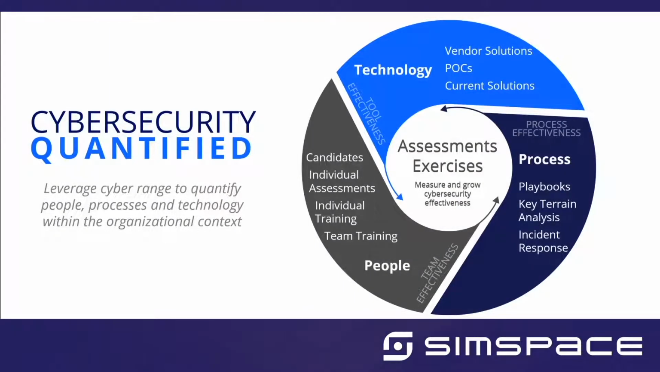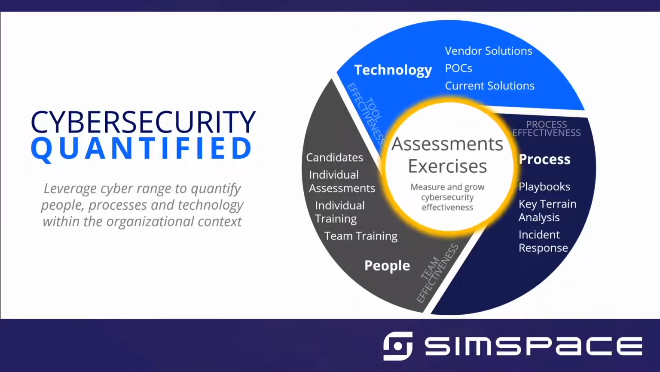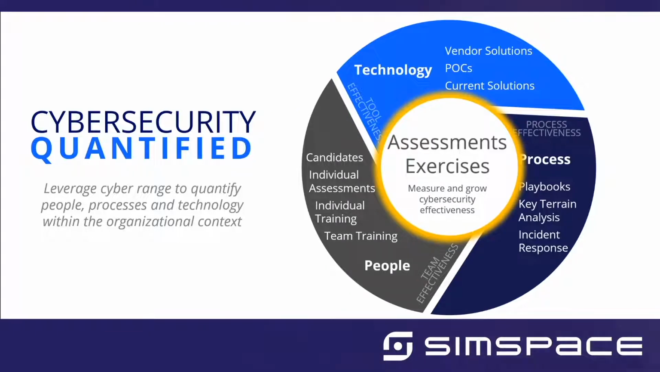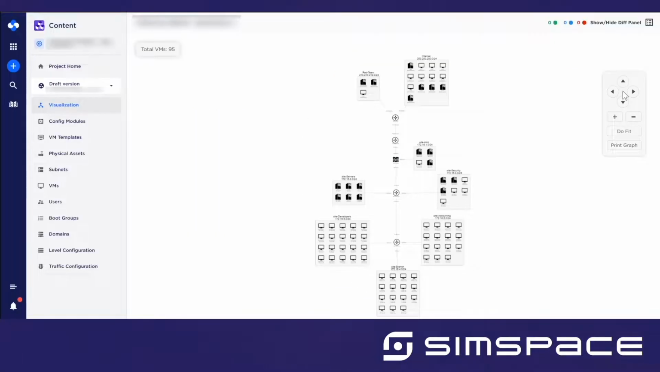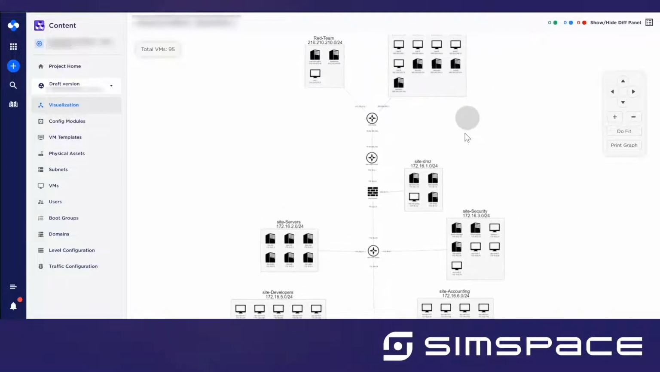SimSpace helps leaders understand and assess their organizational risk through the lenses of people, process, and technology. Leveraging SimSpace's built-in cyber range capabilities, leaders can conduct readiness assessments, training exercises, attack simulations, and more to measure and grow their cybersecurity effectiveness. Ranges within SimSpace are designed to offer high-fidelity emulations of real network environments.